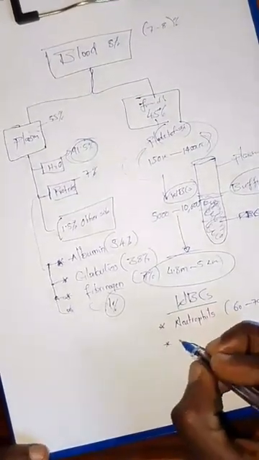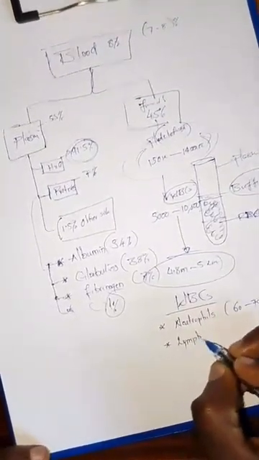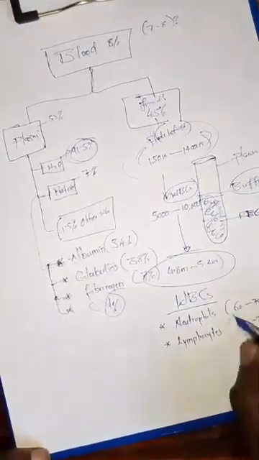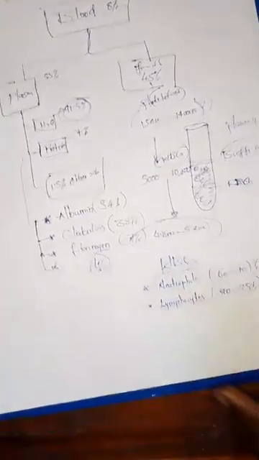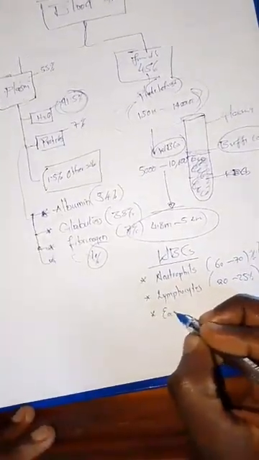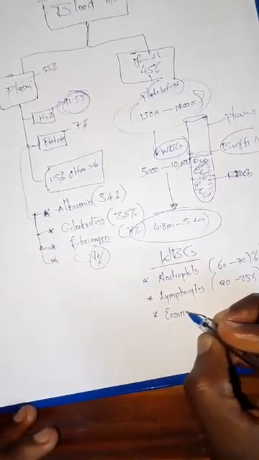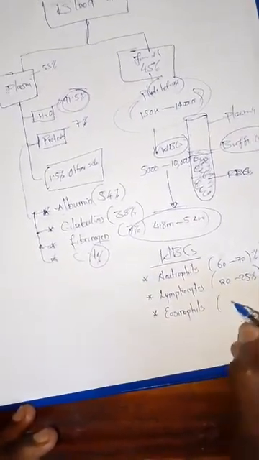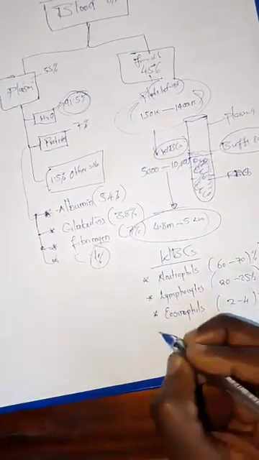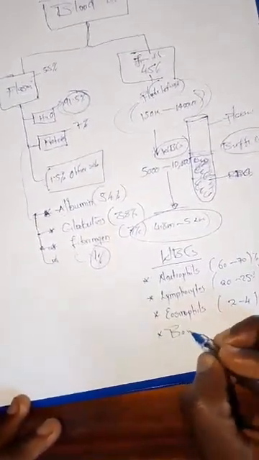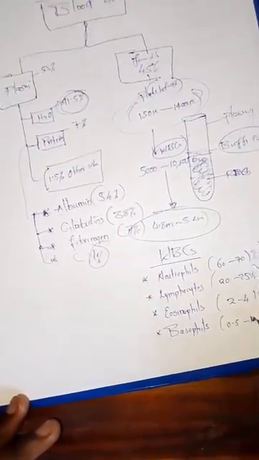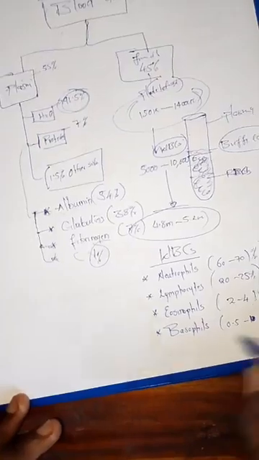Then we have the lymphocytes. Lymphocytes are about 20 to 25%. So 20 to 25% of the white blood cells found in the blood are lymphocytes. Then followed by the white blood cells known as the eosinophils, which consist of about 2 to 4%. Then the least are the basophils, which consist of about 0.5 to 1% of the white blood cells found in the body.